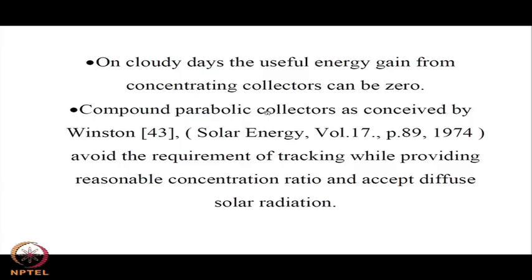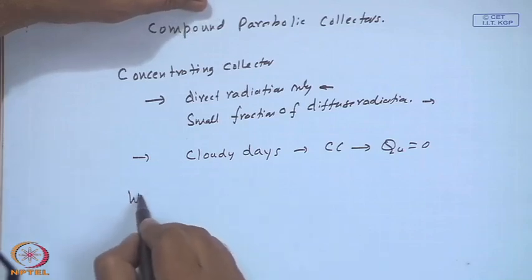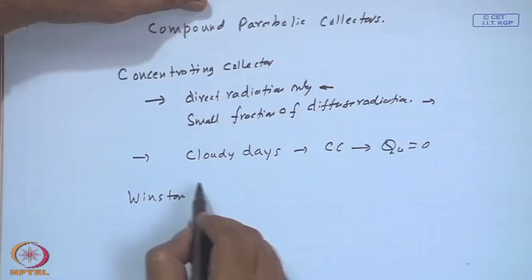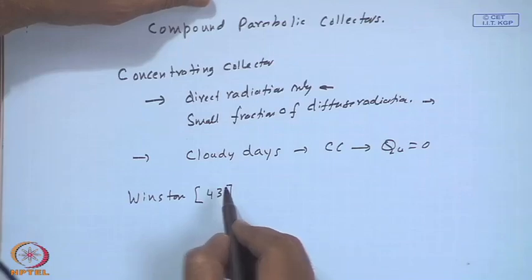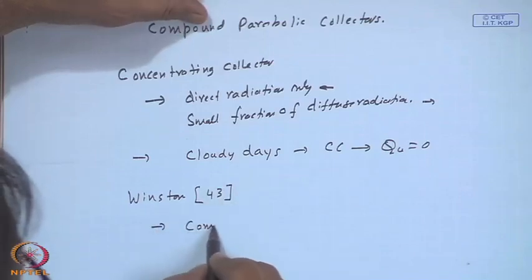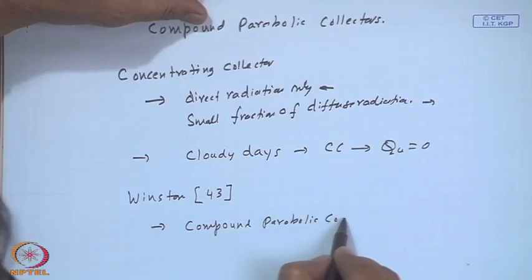The other thing is the disadvantage. On cloudy days, a concentrating collector may give you Qu 0. If you have a very cloudy day, since it does not accept diffuse radiation, the useful energy gain may be almost equal to 0. So, Professor Winston, as we have given the reference 43 that you can see in the companion notes, conceived the so called compound parabolic concentrators.